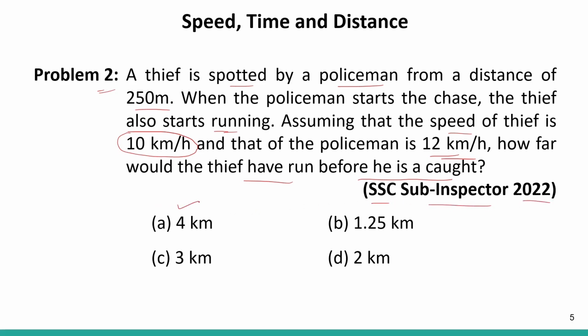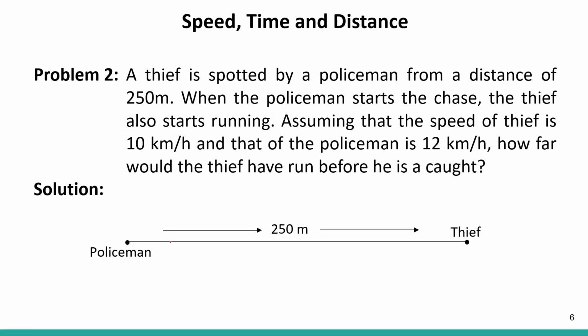Option A says it is 4 kilometer, B says it is 1.25, C says it is 3 kilometer, D says it is 2 kilometer. Okay, so let's see which among these four is actually the correct answer. So the policeman is 250 meter away from the thief, and their speeds are these amounts.